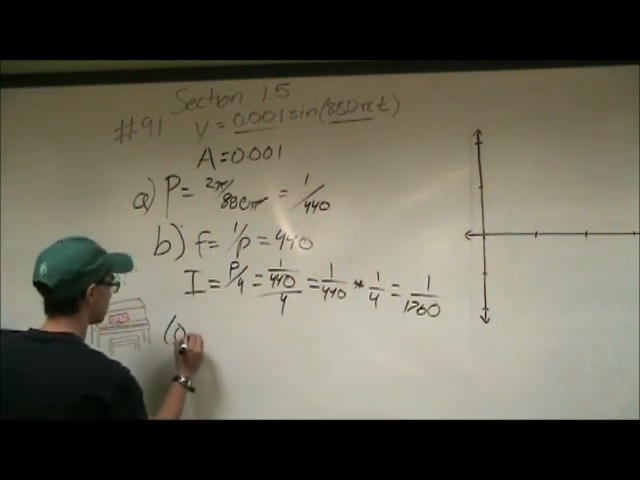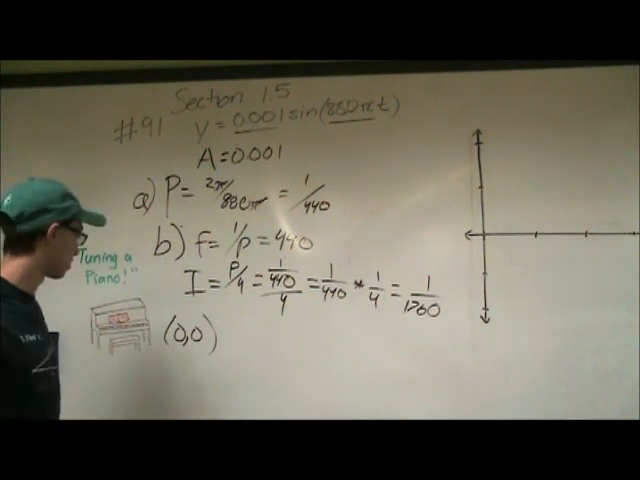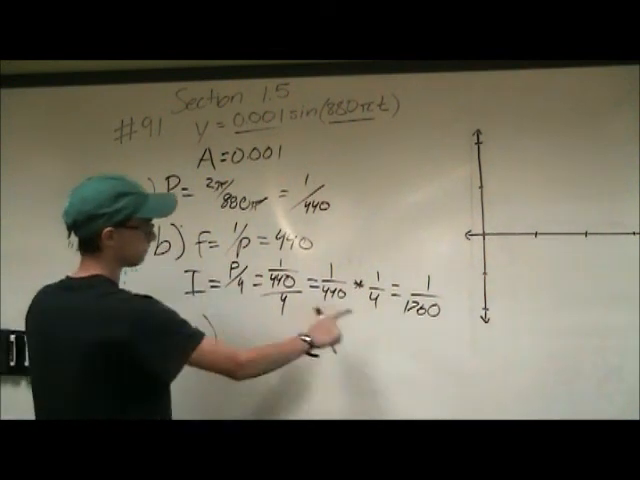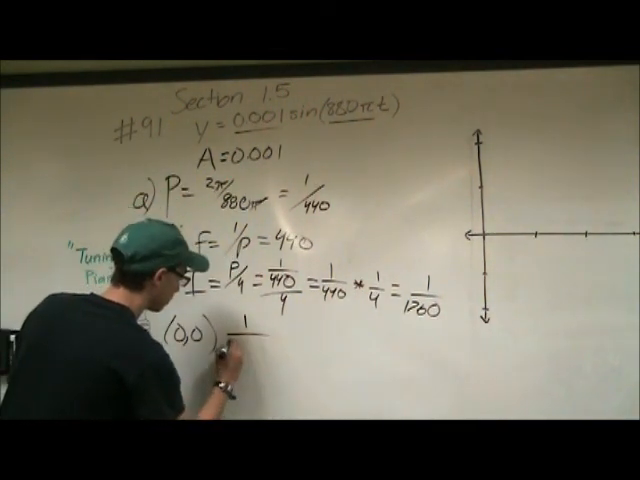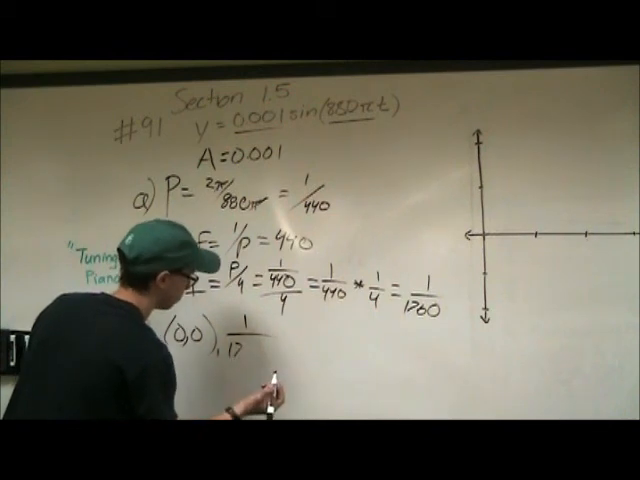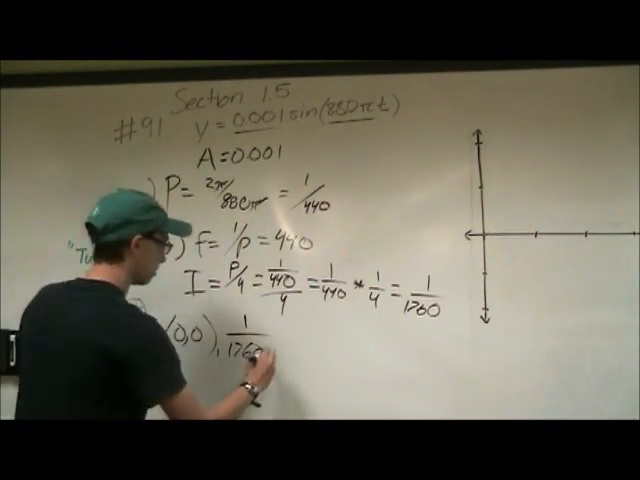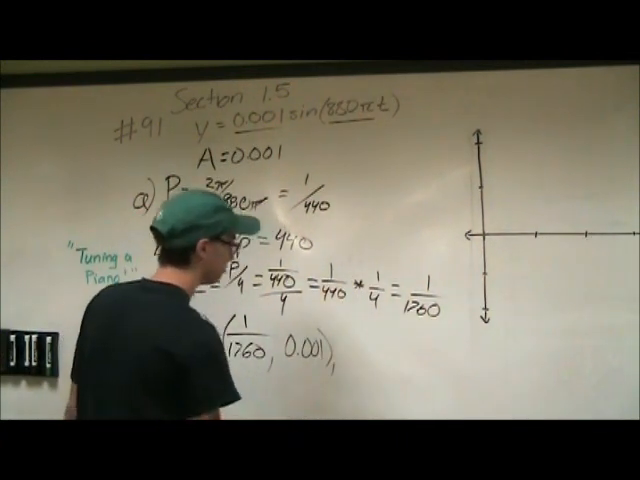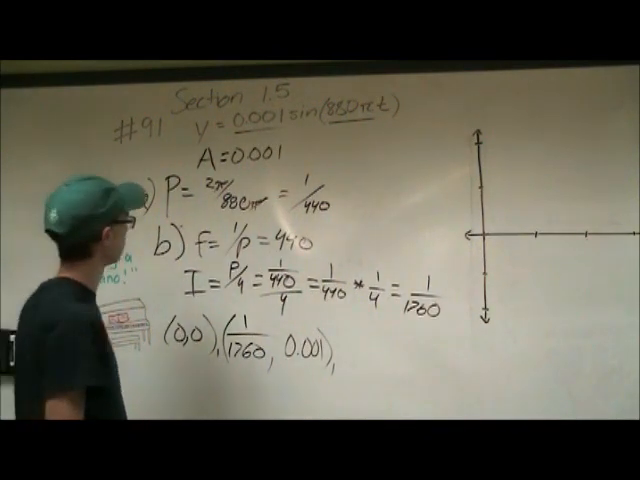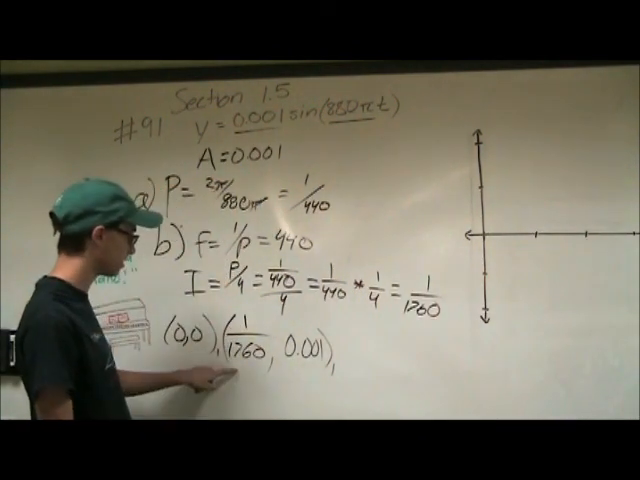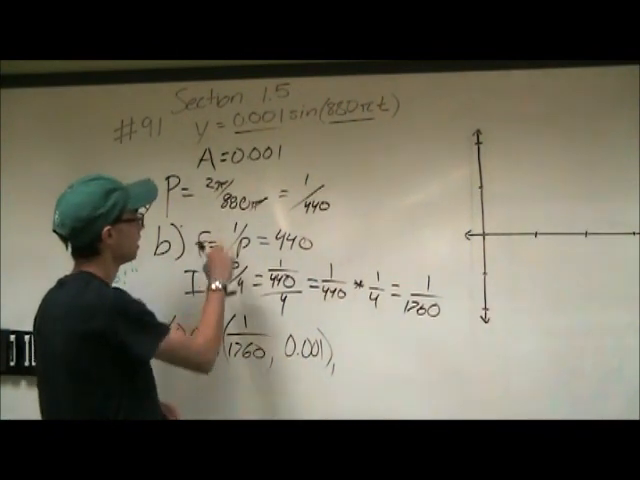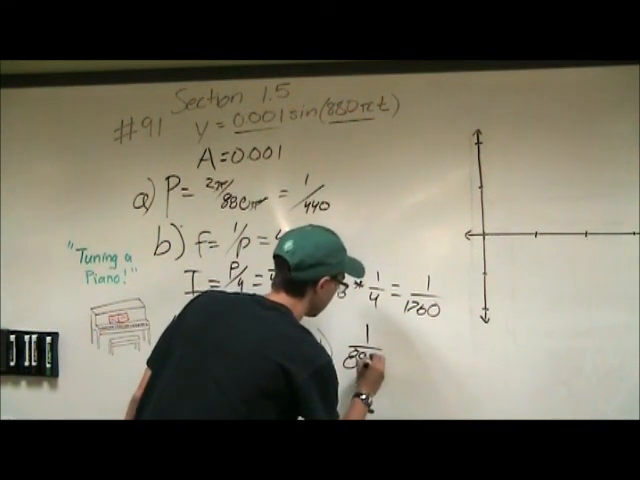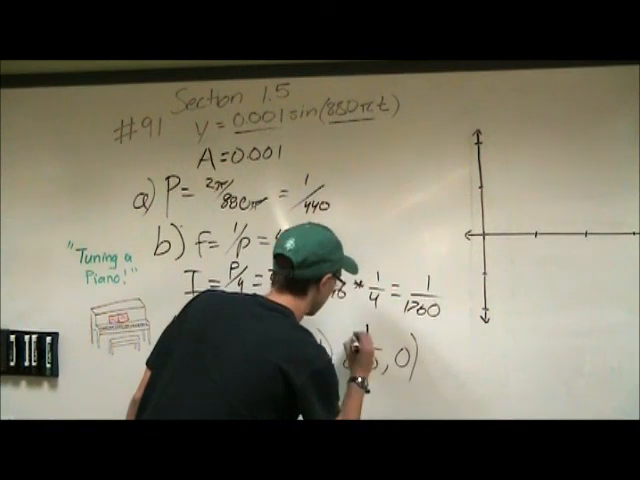It's sine, so it starts at 0, 0. Starts with the origin. Next key point is 1 over 1,760, comma the amplitude. Awesome. Next key point: it's 2 over 1,760, which reduces into 1 over 880. And it's at 0 once again.